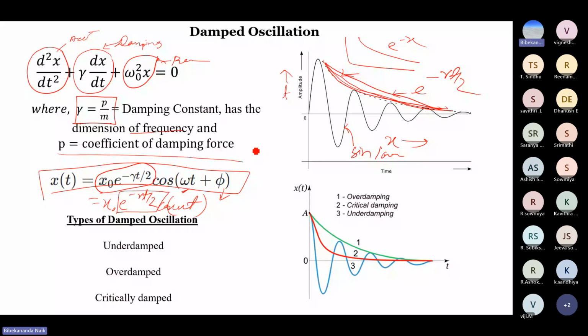Then if you see, depending upon this damping constant, if the value of the constant is low, then it is called underdamped. If the constant is equal to a particular value, then it is called critically damped. And if the value is much greater, then it is called overdamped.